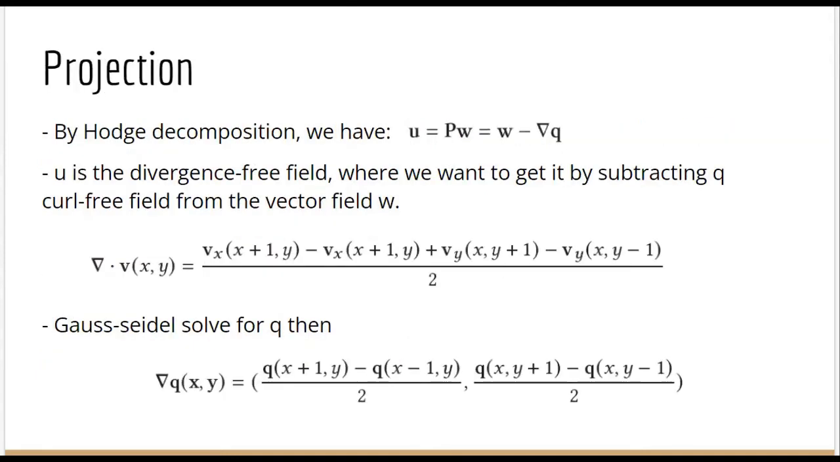Last is the projection. The projection method is an effective means of numerically solving time-dependent incompressible fluid flow problems. It ensures that the vector field is mass conserving. Note that it's achieved by using the previous decomposition. We see that U is a divergence free field, where we want to get it by subtracting grad Q from the vector field W. Mathematically, we have the following formula, where Gauss-Seidel is used to solve for Q, and we can get the gradient of Q and finish the projection.